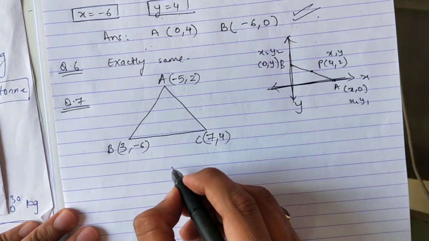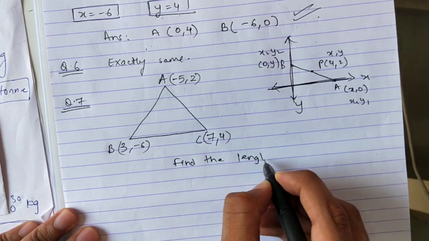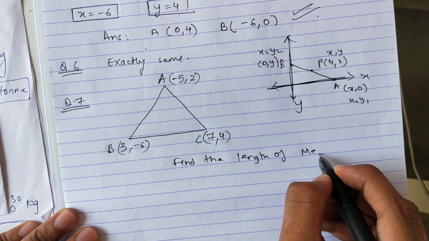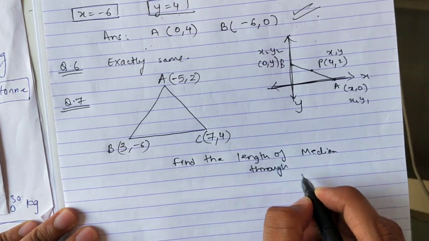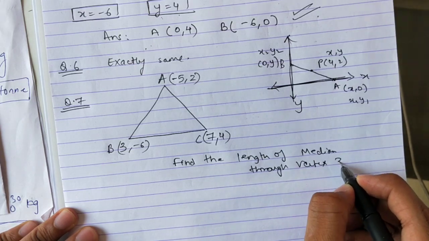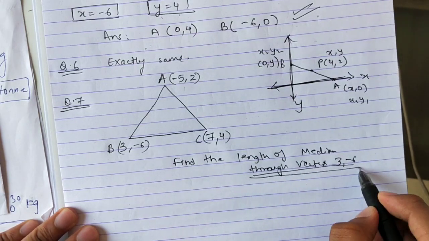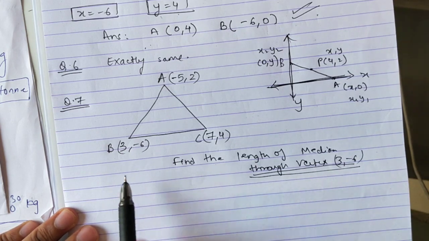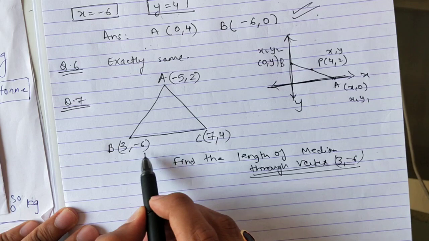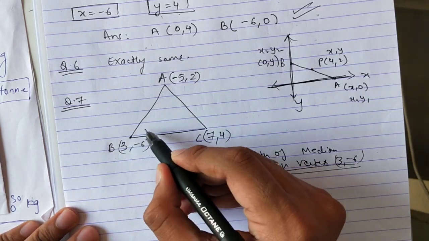Find the length of median through vertex (3, -6). Through vertex (3, -6) means this median will start from (3, -6). Wherever I have drawn it, this is my (3, -6) here. Okay, so from here we have to draw the median.